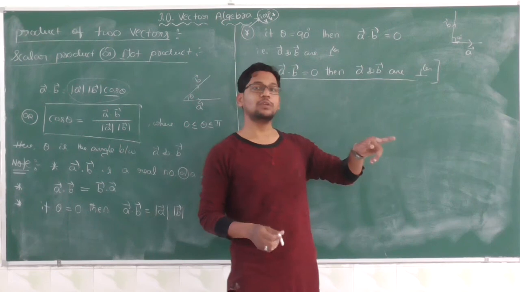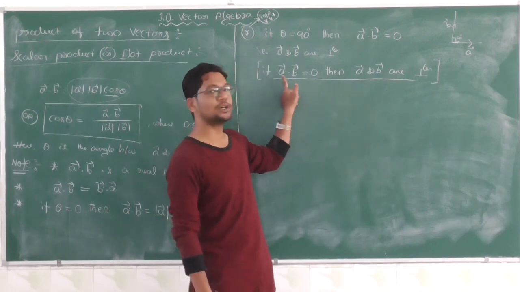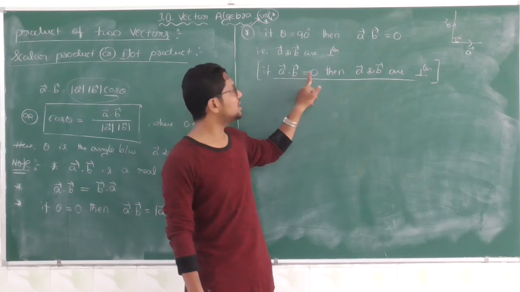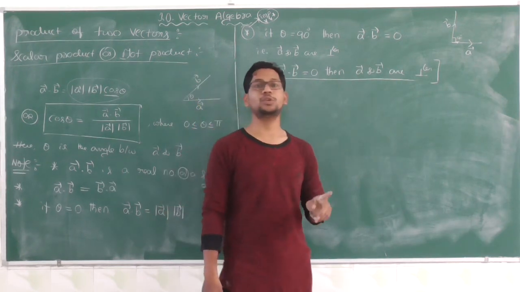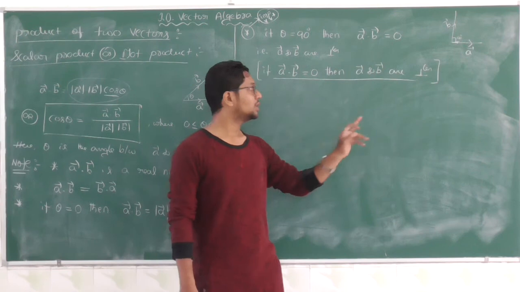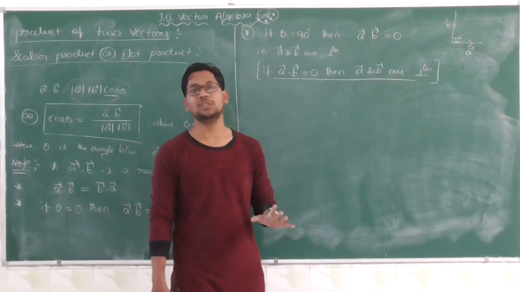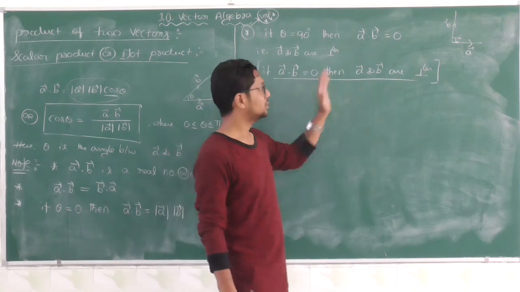What about perpendicular? The dot product of two vectors is 0. Then we can say that the vectors are perpendicular to each other, right? Yes.